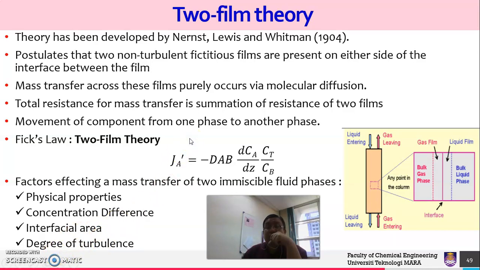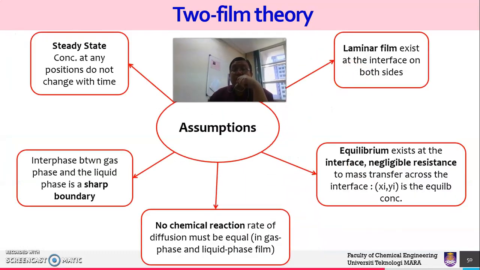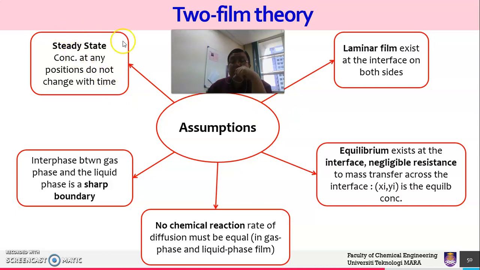Okay, so these are the assumptions for this theory. It is steady state, it should be a laminar film just like boundary layer theory, and a sharp boundary with no transition. Okay, so this will be one of the limitations. There is no reaction and equilibrium exists at the interface, so no resistance whatsoever. So it is simplified in theory, in nature.